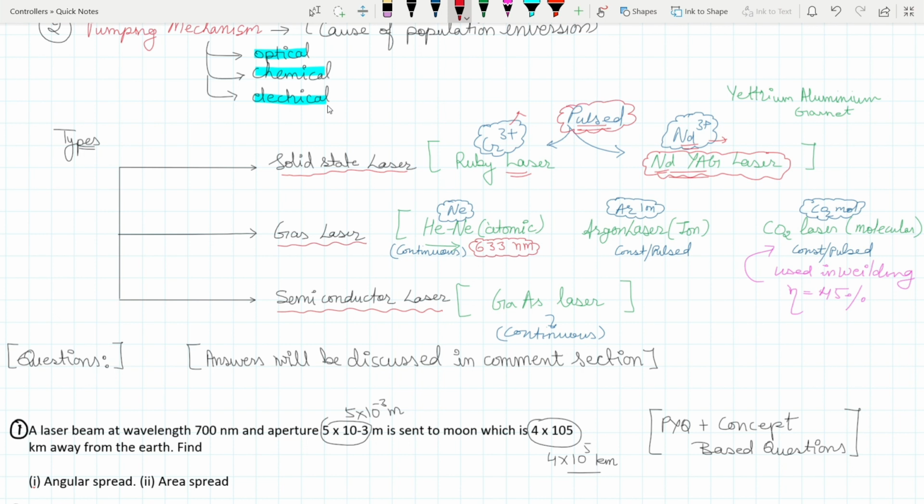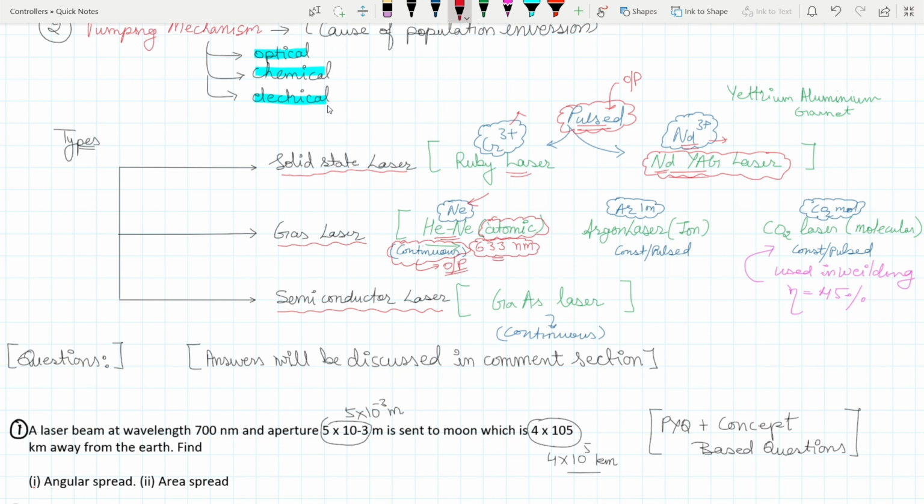The next one is the gas laser. Over here we have the helium neon laser, which is very popular. Here neon plays the major role in lasing action, and this is an atomic laser. The wavelength produced by this laser is 633 nanometer, and this is a continuous mode laser, like the output which you will get is continuous in nature, unlike a pulsed output.